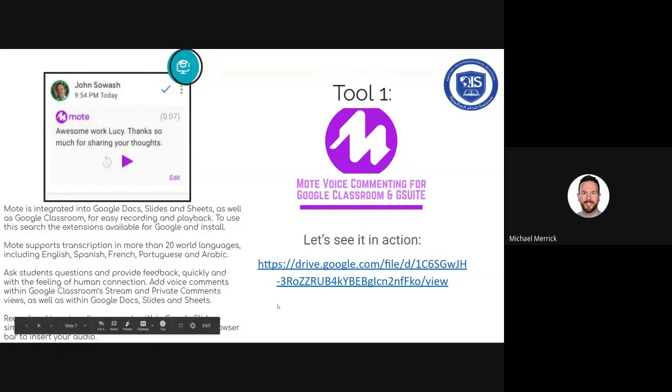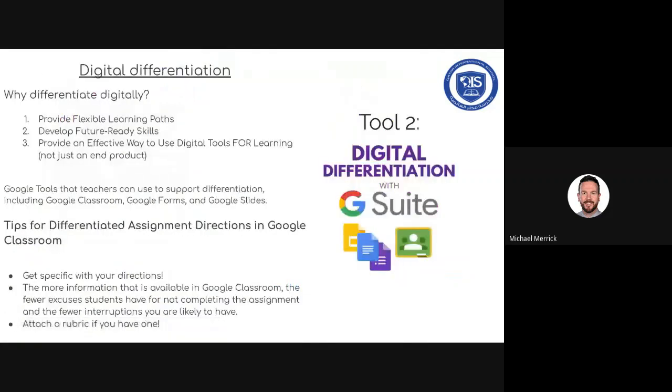The next strategy that I'm going to move on to is to talk about digital differentiation. Now, digital differentiation in a time where you don't have all of your pupils in front of you, in many cases like this, it's very difficult to really assess exactly how certain pupils are coping.